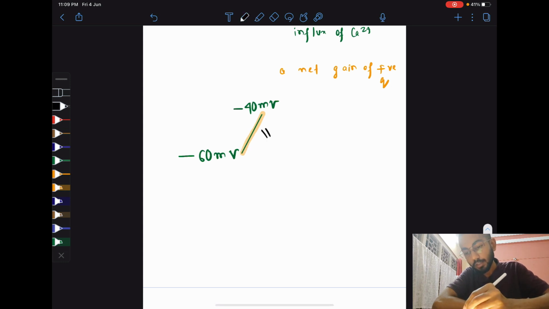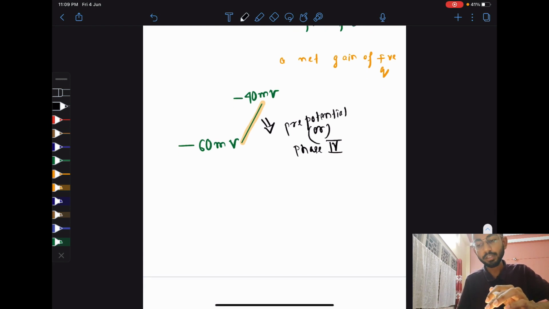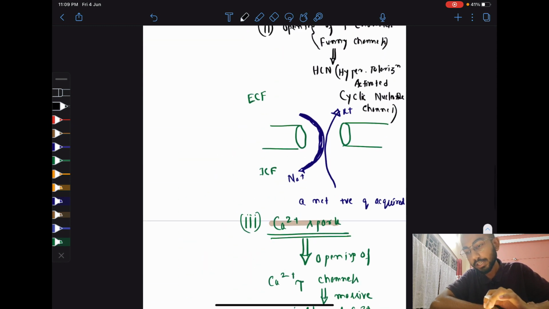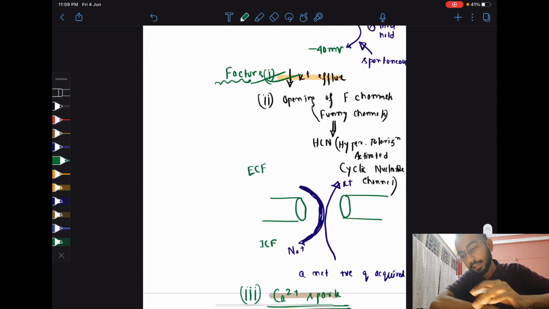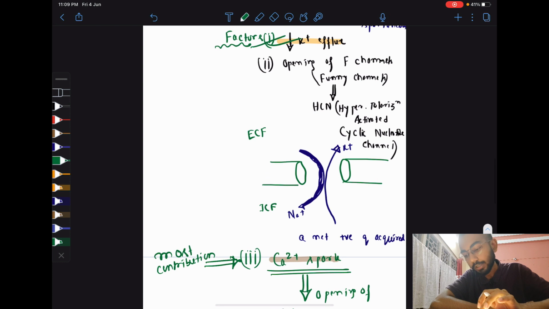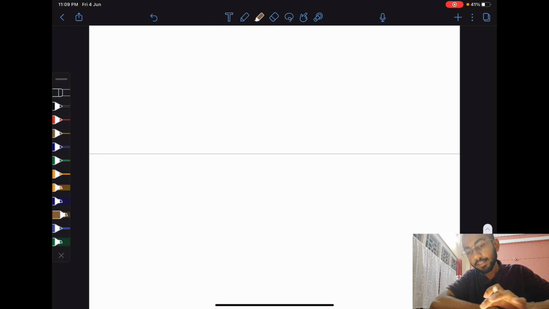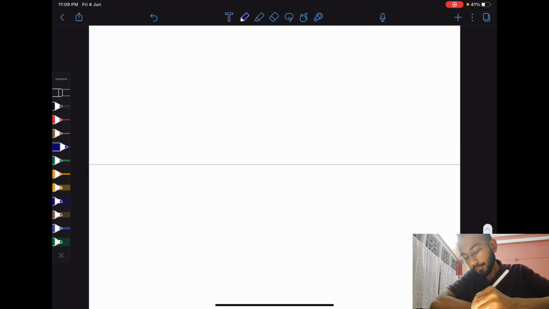And this is nothing but what? Known as prepotential, or it will also be under the phase 4. So what is prepotential? Prepotential is the spontaneous change of the membrane from minus 60 millivolt to minus 40 millivolt, initially caused due to the decreased potassium efflux and most importantly contributed by this calcium spark, most contribution. In addition to this too, a contribution from this funny channel is also seen, isn't it, guys? Now let us represent this pacemaker potential in the form of a graph.